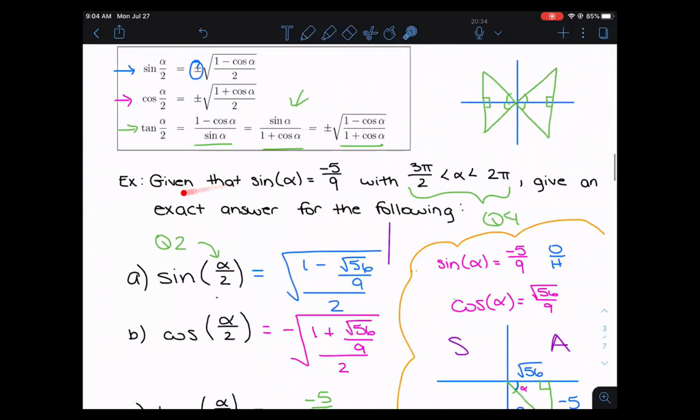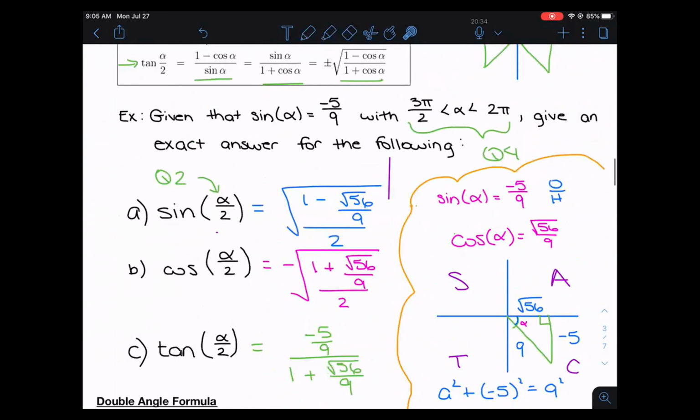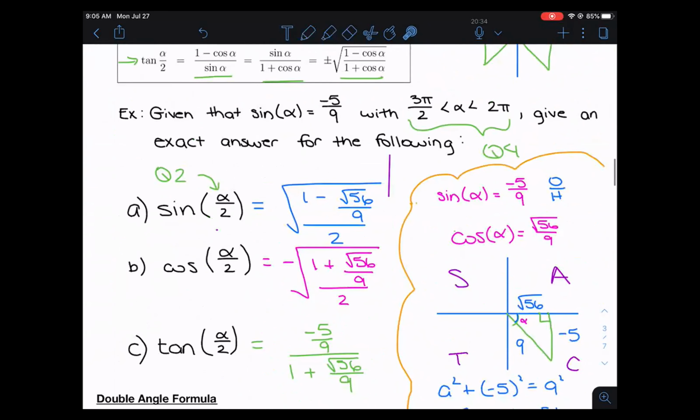And then, let's actually look at this question down here. These are the formulas that we're going to use. The question is, given that sine alpha is equal to -5 over 9, with alpha being between 3 pi over 2 and 2 pi, give an exact answer for the following. We have to identify what sine, cosine, and tangent are.